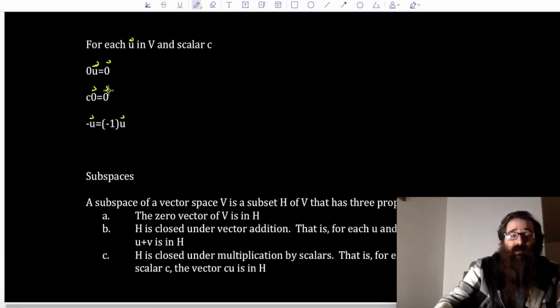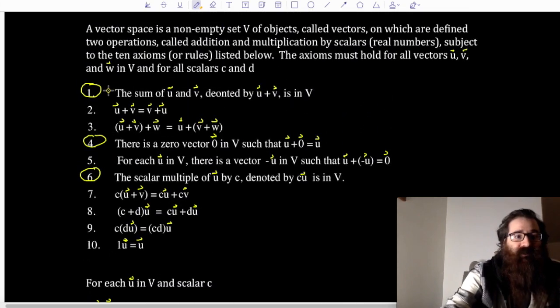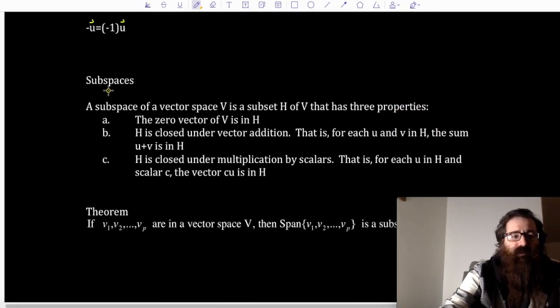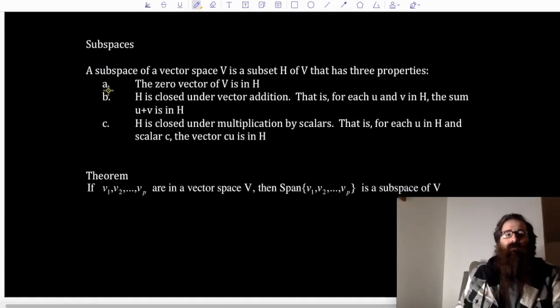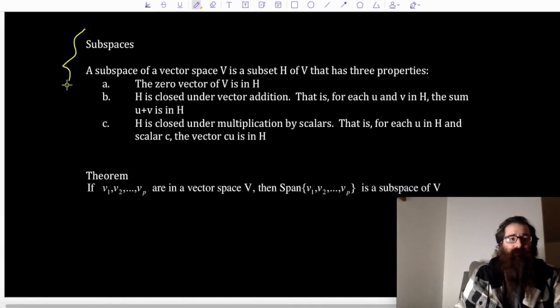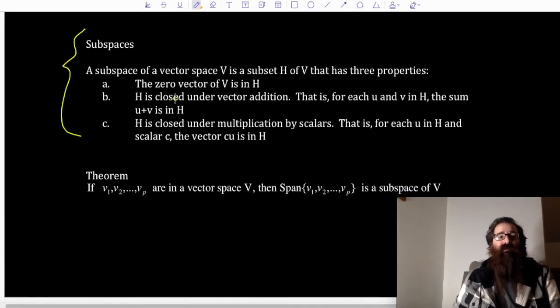But going back to those 3 vector space axioms, 1, 4, and 6, we say, hey, we've seen those before, what do we remember them from? We remember them from subspaces. If I want to show that something is a subspace of a vector space capital V, this would be a subset H of vector space V that has the following 3 properties. I need that 0 vector in that subset H. I need to be closed under vector addition.